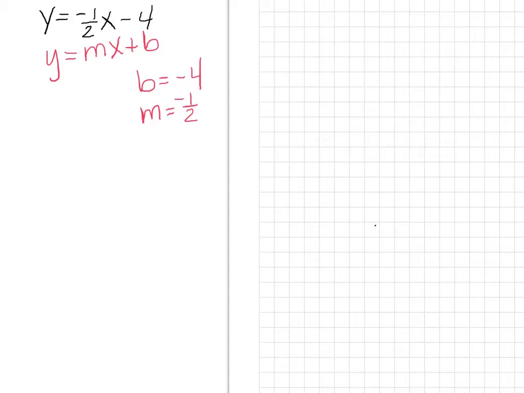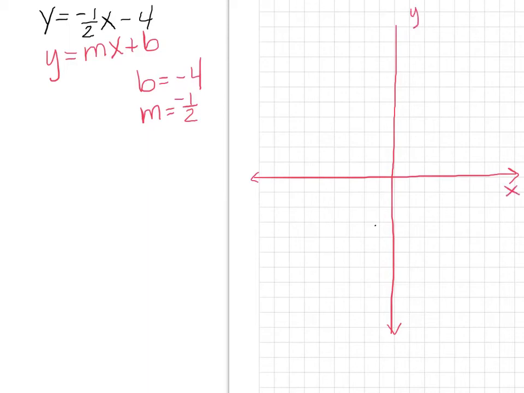First I'm going to draw a coordinate plane. Remember, our coordinate planes need the arrows on the ends of them, and we need to label our x and our y axis. Now we need to use our b, which is our intercept. It's the y-intercept. It's the spot on the y-axis where this line touches, and it touches at -4.